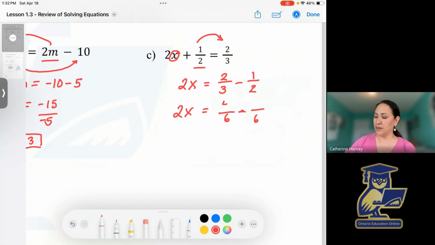So I have to multiply 2 by 2. And then the second fraction, I have to multiply 2 by 3. So that means I have to multiply 1 by 3. And that's going to be 3. Now we have the same denominator. We can have 1/6. All right. Last step is to divide by 2 on the left and divide by 2 on the right.